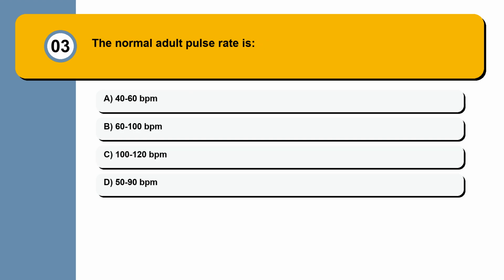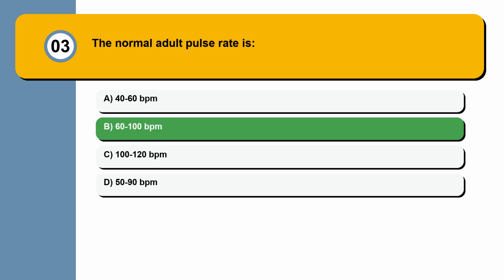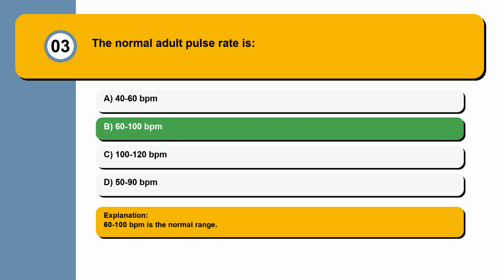Question 3. The normal adult pulse rate is 40 to 60 bpm, 60 to 100 bpm, 100 to 120 bpm, 50 to 90 bpm. 60 to 100 bpm is the normal range.